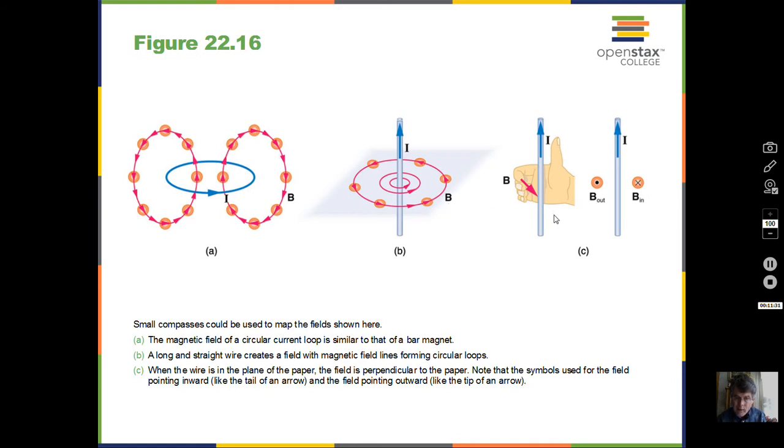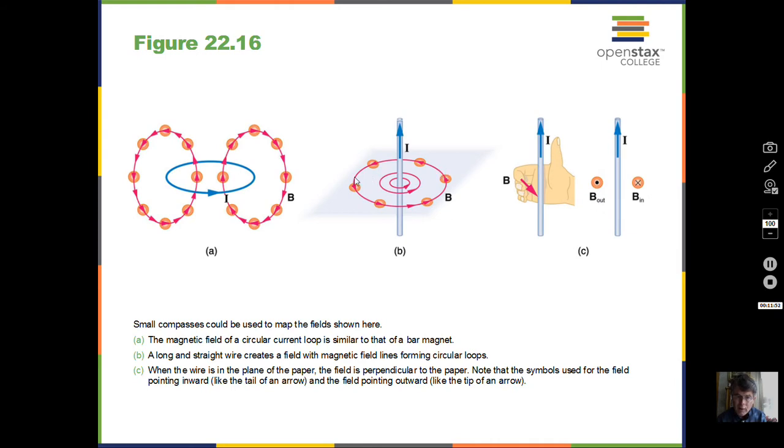And we'll encounter a couple of what are called right-hand rules. If we put our thumb in the direction of the current, our fingers can wrap around the wire and our fingers point in the direction of the magnetic field. Drawing these three-dimensional situations on paper requires a little notation.